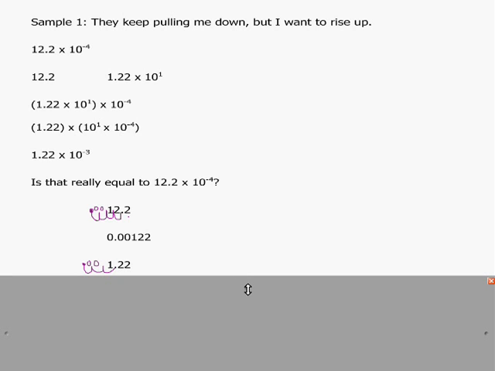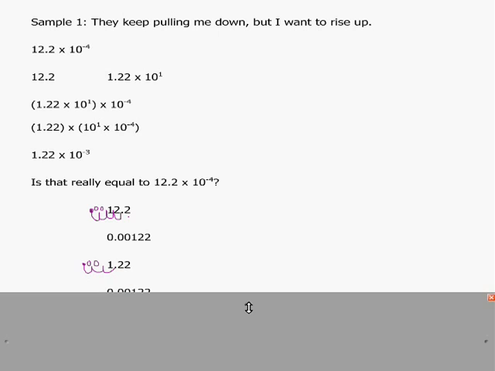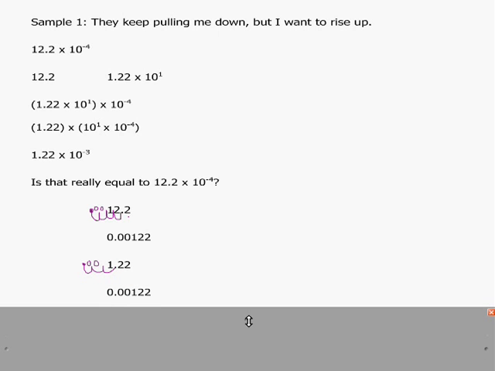Well, let's look at 1.22, which is in our changed expression. If we move that decimal place to indicate the 10 to the negative third, we end up with 0.00122. Same value, just a different representation of it.